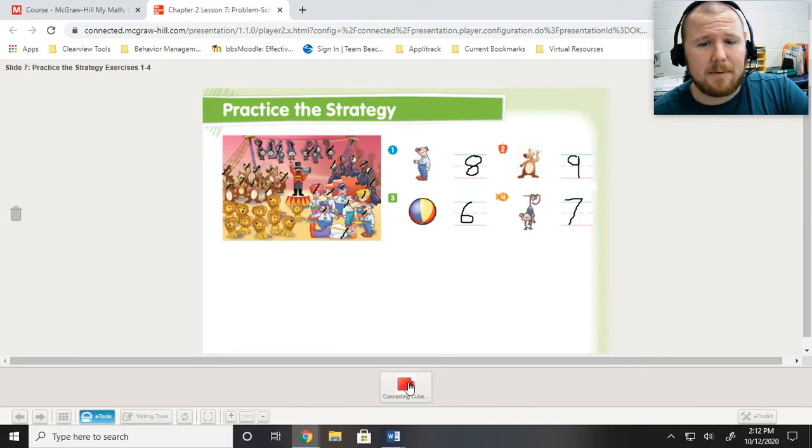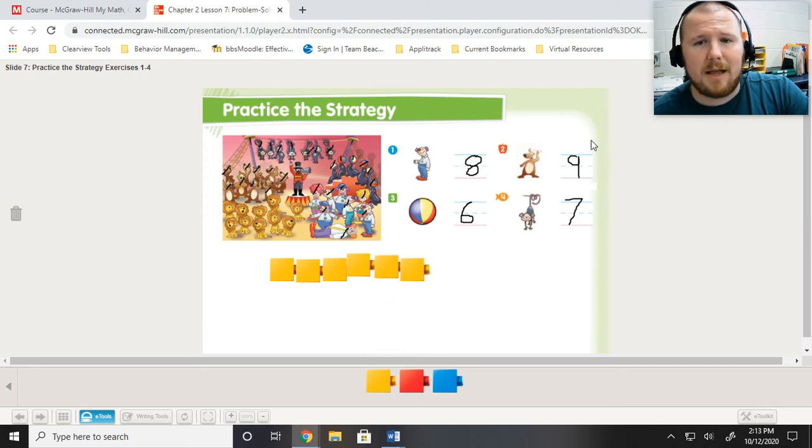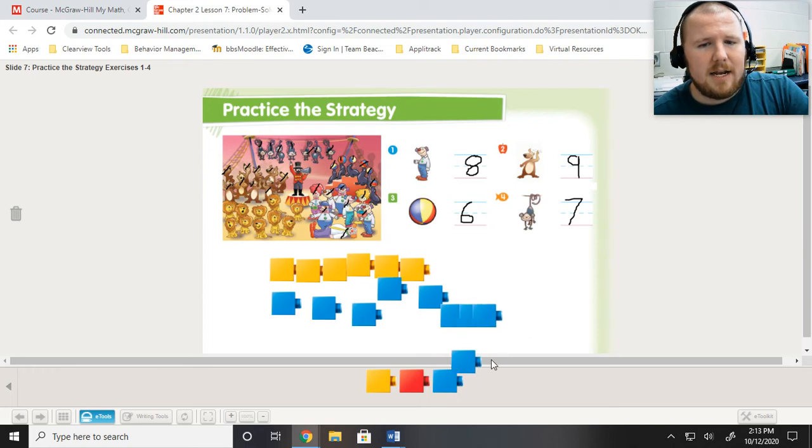If I get the blocks back out, I want to do the balls versus the bears. So 1, 2, 3, 4, 5, 6 balls. And then the bears, I'm going to do blue for that one. 1, 2, 3, 4, 5, 6, 7, 8, 9. Now, if I wanted to be a lot neater about it, I would stack them like we're supposed to and measure them out.